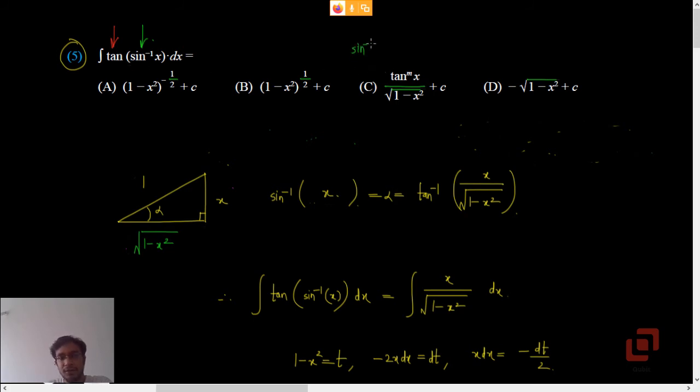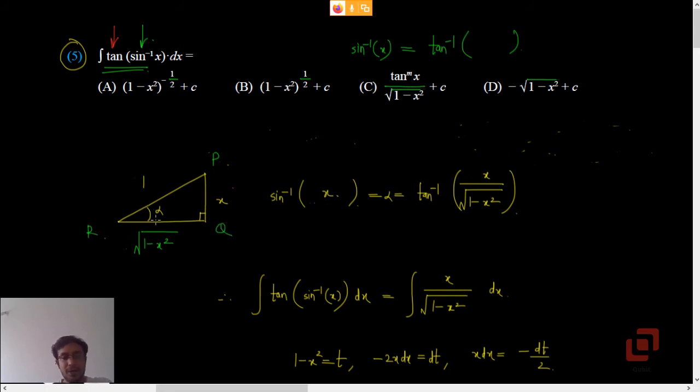So if it is sine inverse of x, if we could write it in terms of tan inverse of an appropriate expression in x, then our integral will get simplified a lot. And to do that I have drawn this right angle triangle. Let's call it PQR.